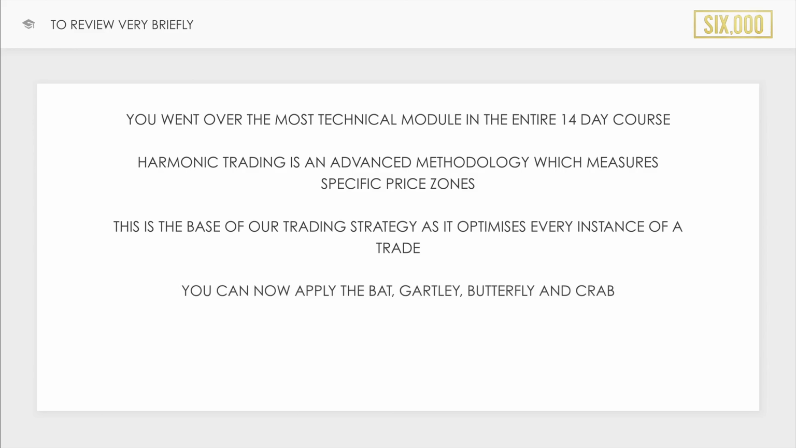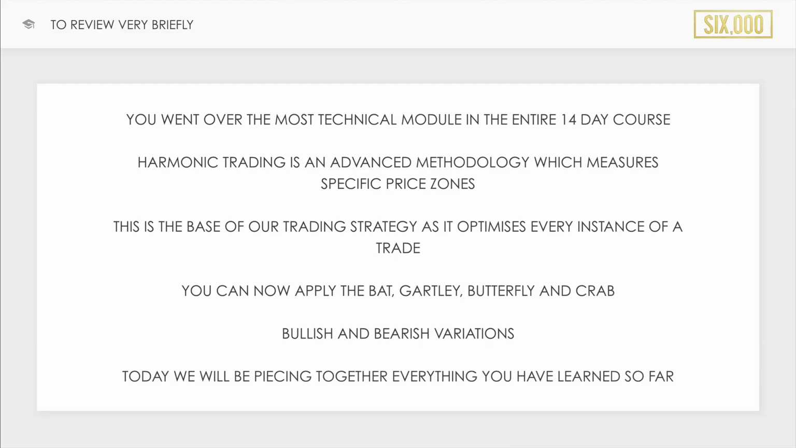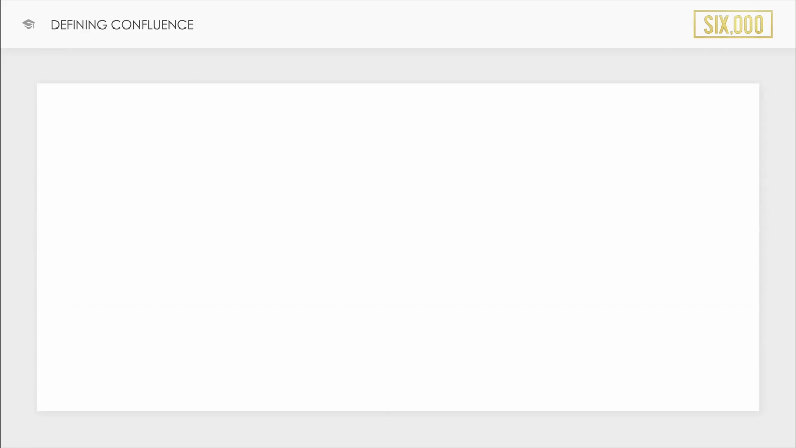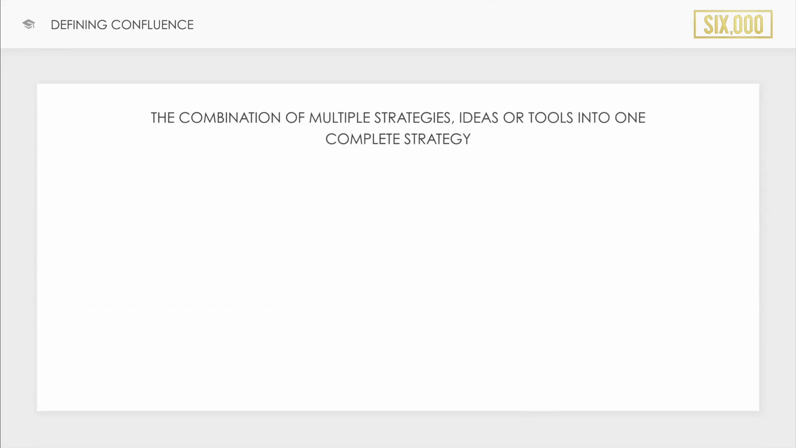So you can now apply the bat, Gartley, butterfly, and crab. And you can also apply bullish and bearish variations. So you've learned 4 patterns. All of those have both bullish and bearish variations. Today we'll be piecing together everything you have learned so far. As mentioned, we will be piecing together everything from day 5 to day 10 into one incredible strategy. And that brings us on to our first module for today, defining Confluence.